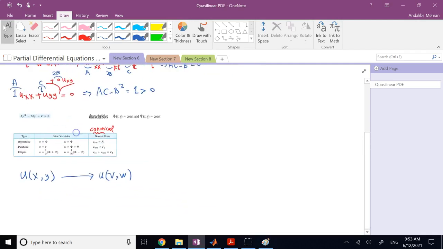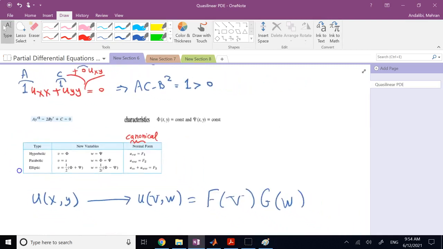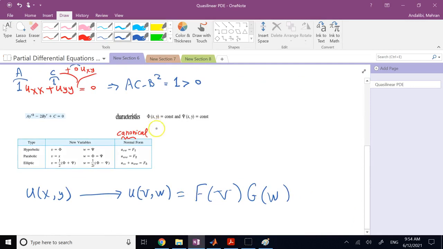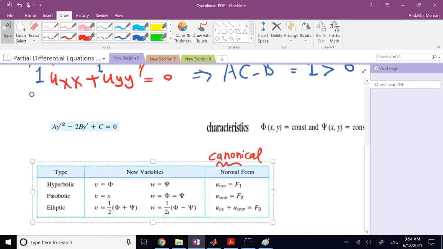Okay, so you can say this U of V and W can now be written as some function of V plus some function of W. But here you could not easily say it is some function of x times some function of y, because you have all three derivatives, higher derivatives there. So converting into canonical form allows us to analytically solve one of these PDEs.